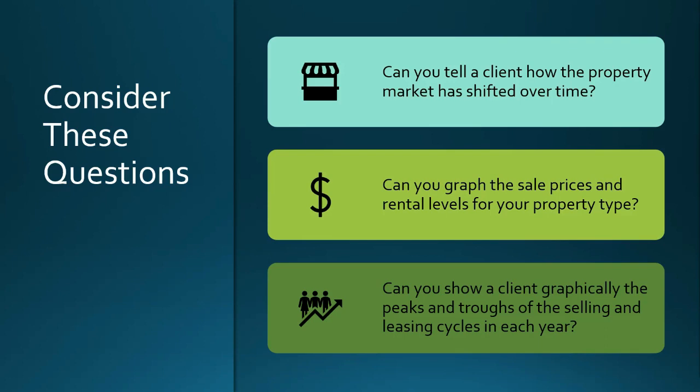And the last point here, can you show a client graphically the peaks and troughs of the selling and leasing cycles each year in your property industry? When you look at things, rents usually go up, but not always. Sometimes they stabilise, sometimes they go down. It's all to do with supply and demand in your location. So you can watch the market relative to the property type and graph the trends in rents, in leasing, in inquiry, in sales. So they are questions to help you build an informational source of contact to your client base.